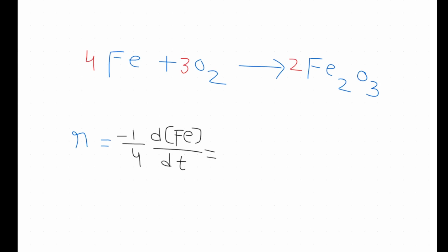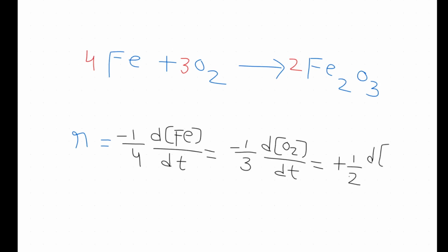Minus 1 by 3 into d of O2 by dt. Next one: plus 1 by 2, d of Fe2O3, the change in concentration of Fe2O3 with respect to time. This is the equation.